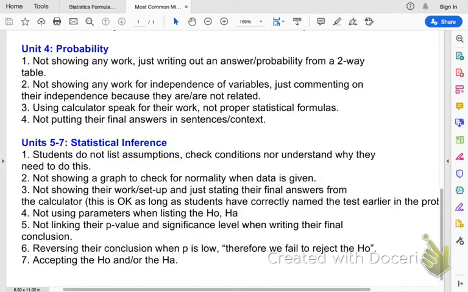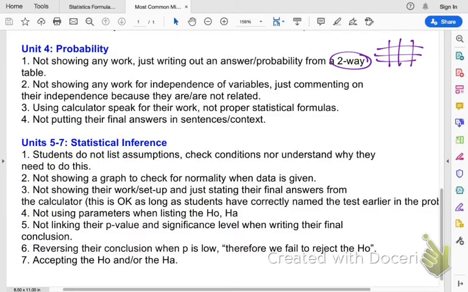Okay, the last two, probability, not showing any work, just writing out an answer for the two-way table. Like, when you have those really big tables and they ask you, like, what's the probability of male and over 50 or something. Try to show as much work as possible. I know some of them are just a straight answer, but at least put the correct fraction and decimal.